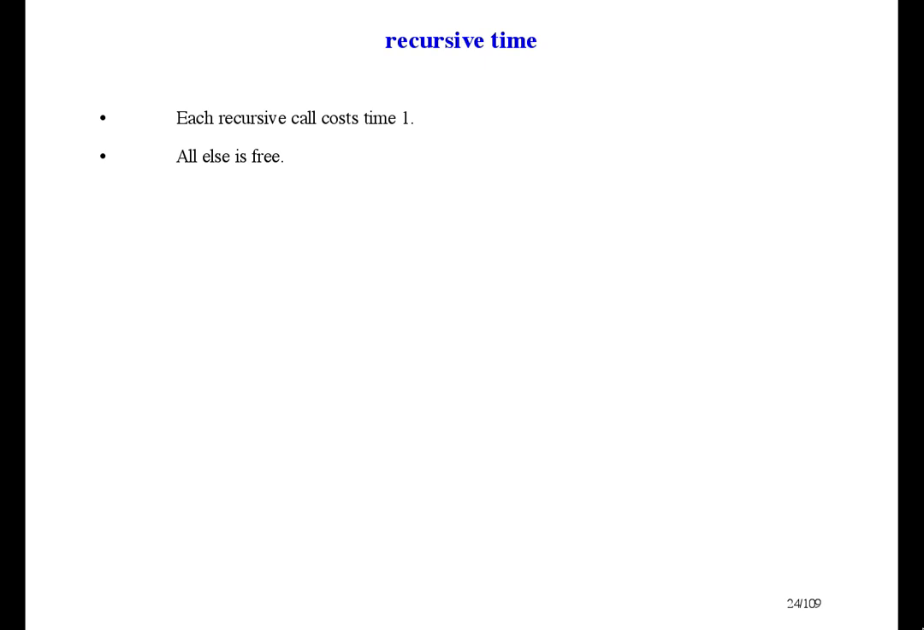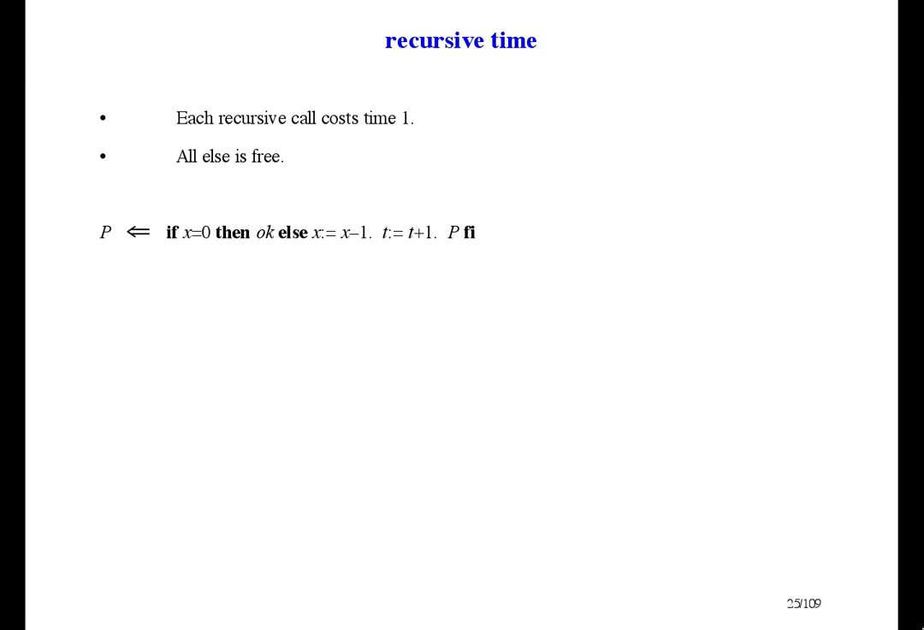Now, here's another way to measure time called recursive time. This way is less accurate than real time, so you wouldn't use it if time is critical. But for this measure, you don't have to know anything about what machine instructions are compiled or what computer will execute it. Each recursive call costs time 1, and all else is free.